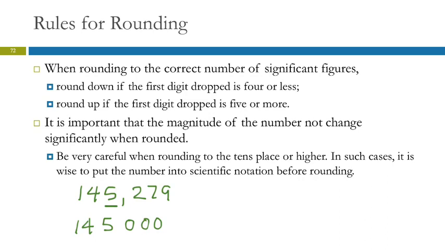Another way to do this is to put the number into scientific notation, and this is the best thing to do. So if I'm going to take this number and put it into scientific notation, I'm going to take the first non-zero digit, I'm going to put a decimal point after that, I'm going to write down the remaining digits that I want to keep. I'm keeping it as a 5 because the next digit is less than 5, it's 2. And so I round down.